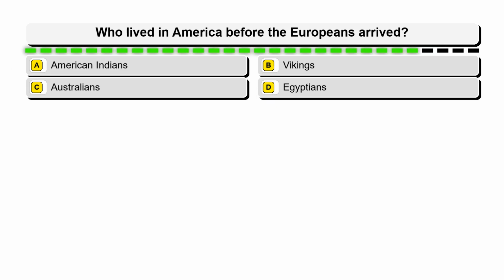Question 98. Who lived in America before the Europeans arrived? Option A, American Indians. Option B, Vikings. Option C, Australians. Option D, Egyptians.